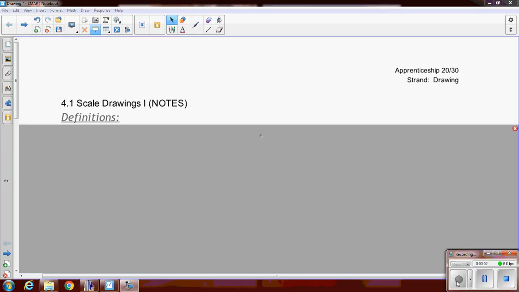Welcome to the introductory lesson of our drawing unit. To start this unit, we're going to have to talk about scale drawings, and we have to get some definitions out of the way. These definitions will pop up throughout the unit, so it's important that we know what they are right off the start.